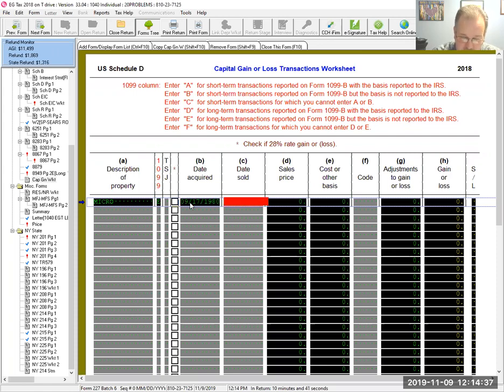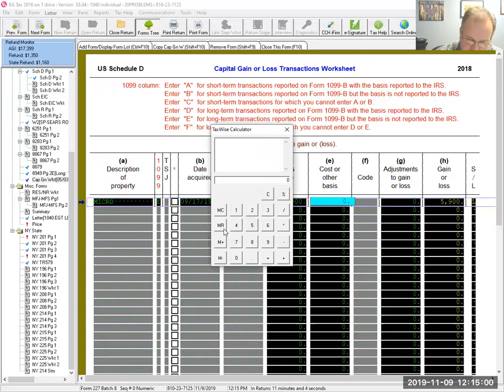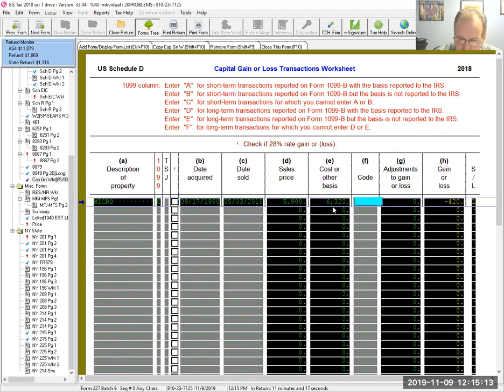I sold it, as it says on the 1099B, May 3rd, 2018. I have my sale price of proceeds of $5,900. Then it says here I had 200 shares, $31 a share. I use my calculator in here, so I'm going to hit F5. That gives me my little calculator. 200 times $31, plus $120. So there is my cost basis. And then you can see over here, I had a loss of $420 on this transaction.